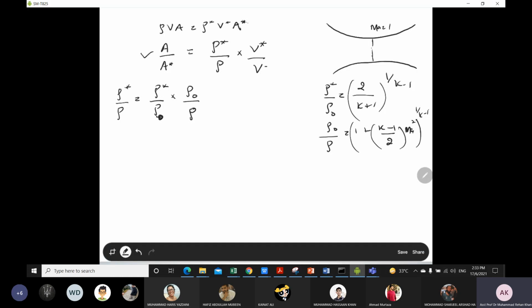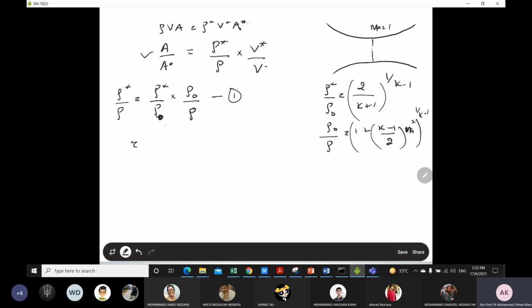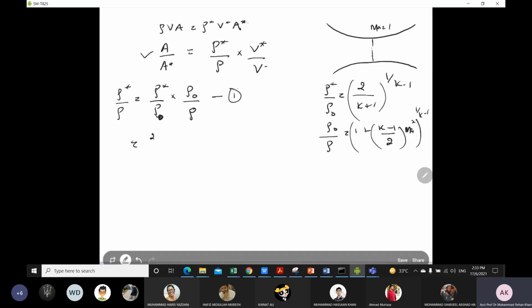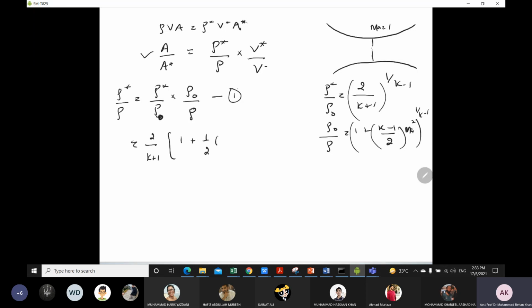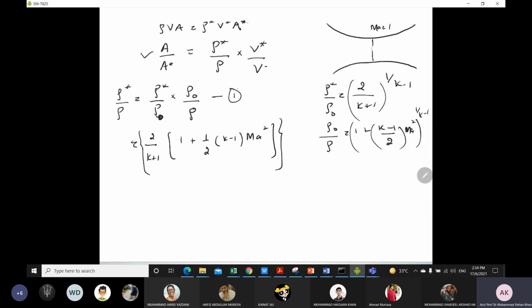Okay, so simply you have to put these two equations into equation number 1. If you multiply these two equations, I'm just going to write the final term, so you have to do the multiplication by yourself. The final equation for rho star by rho becomes (2 over k plus 1, times (1 plus 1 by 2 (k minus 1) Mach square)) to the power 1 divided by k minus 1. So this is the value of rho star by rho.